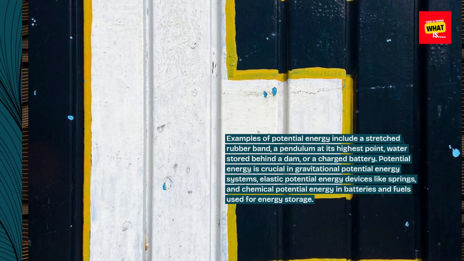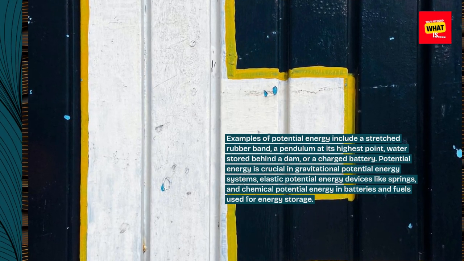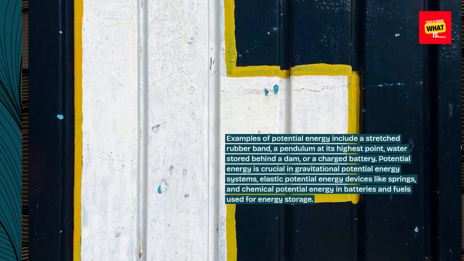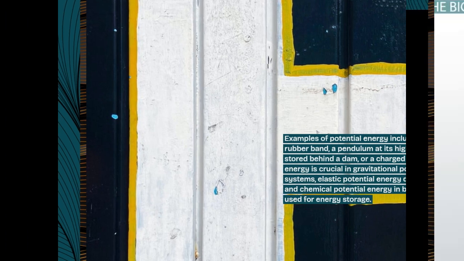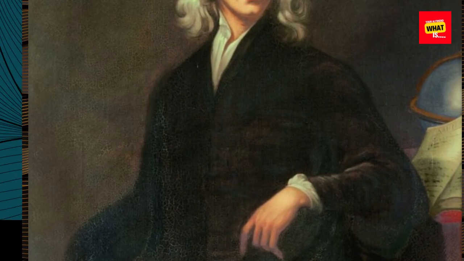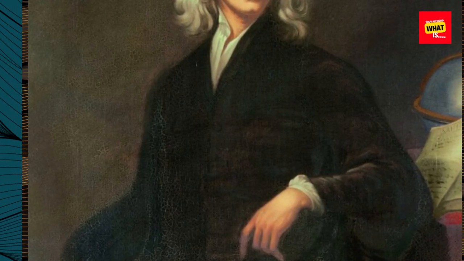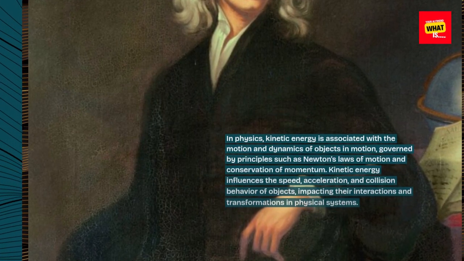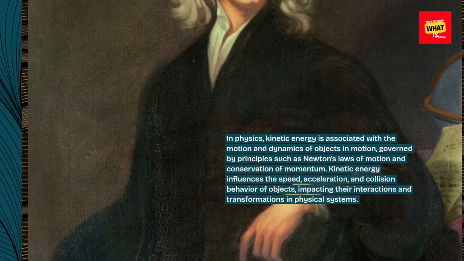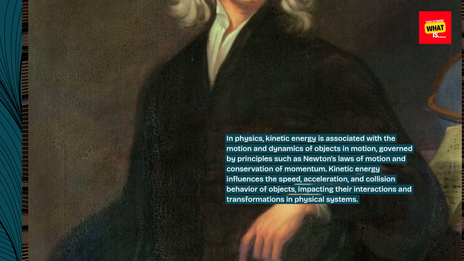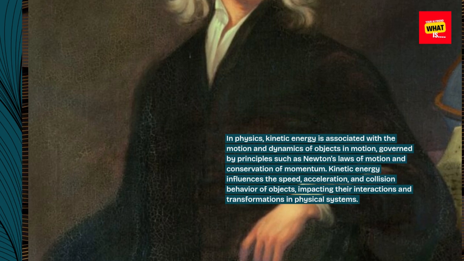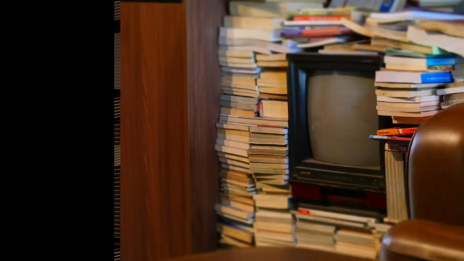Potential energy is crucial in gravitational potential energy systems, elastic potential energy devices like springs, and chemical potential energy in batteries and fuels used for energy storage. 5. Physics and dynamics. In physics, kinetic energy is associated with the motion and dynamics of objects in motion, governed by principles such as Newton's laws of motion and conservation of momentum. Kinetic energy influences the speed, acceleration, and collision behavior of objects, impacting their interactions and transformations in physical systems.